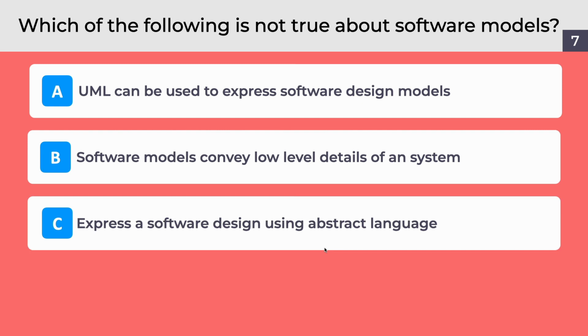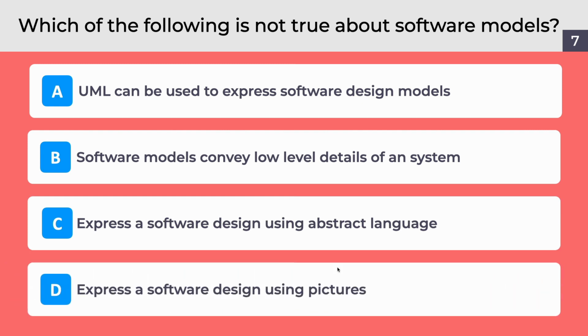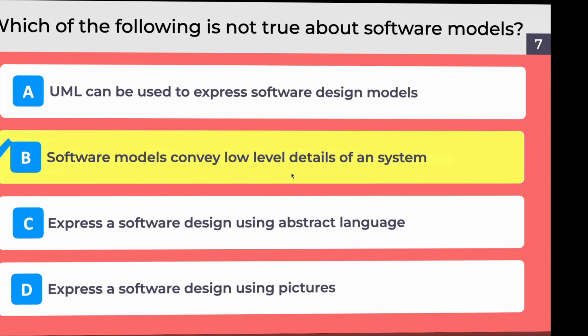Option C, express a software design using abstract language. Yes, I think that's correct because UML is used for representation and UML can use the abstract language in order to describe the model. Option D, express a software design using pictures. Yeah, I think this is correct. UML is all about pictorial representation as well. So with this one, I think we should go with option B. Definitely this is not correct. Fantastic. Let's move on to the next one.